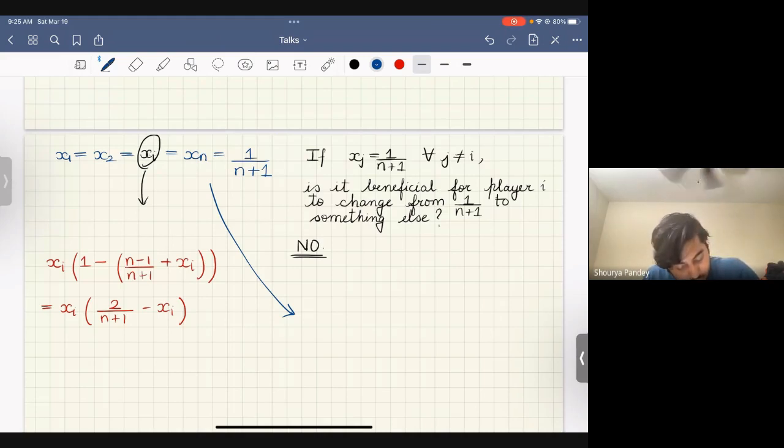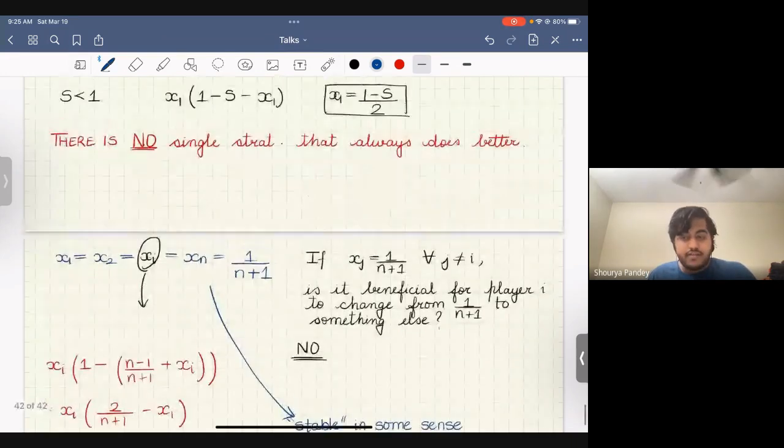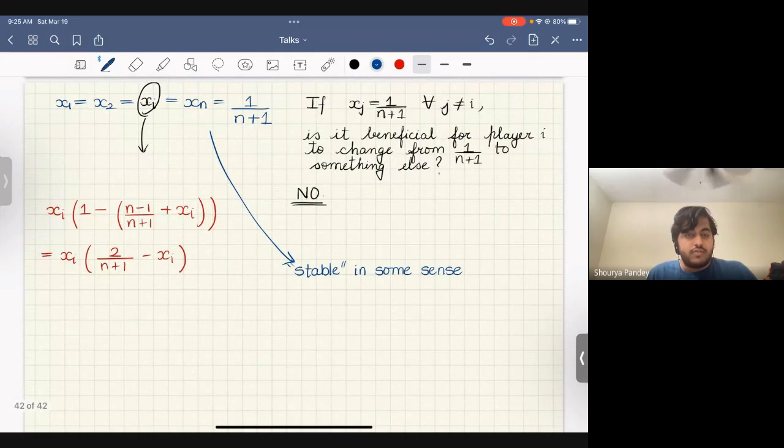It is stable. Let me just put it in quotes. Stable in some sense. Does every person only want to increase their value? Yes, every agent is selfish. So these players are all playing for themselves, and we're all just concerned for ourselves.